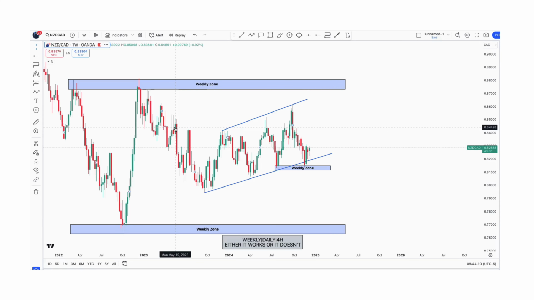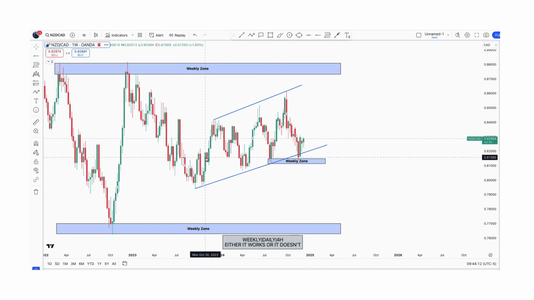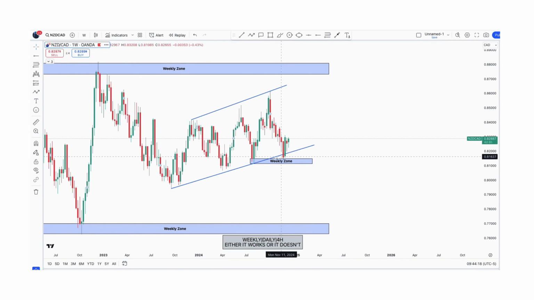All right, so the next pair we're going to look at is NZD CAD on the weekly time frame. You can see that price pushed down from this resistance area up here, and it started to go into this channel. Price came down to this weekly support area as well as the bottom of this weekly channel with a bullish engulfing candle.